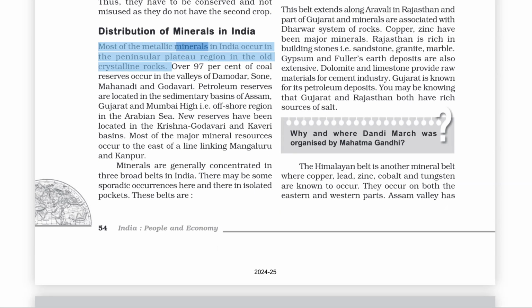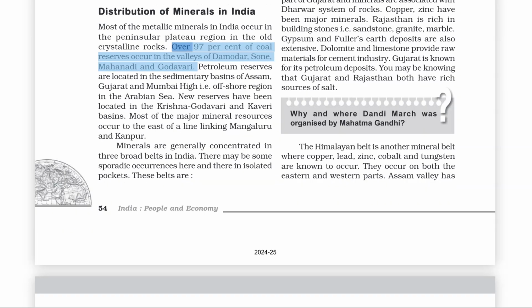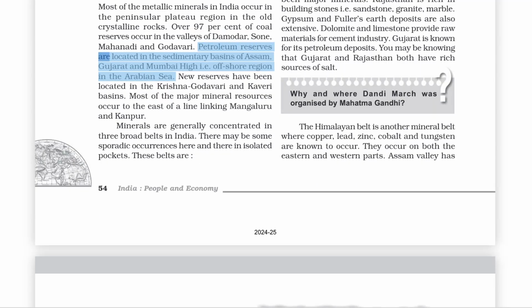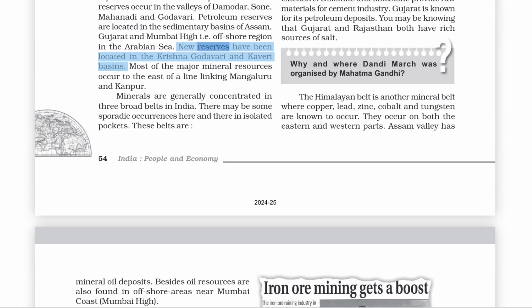Most of the metallic minerals in India occur in the peninsular plateau region in the old crystalline rocks. Over 97% of coal reserves occur in the valleys of Damodar, Son, Mahanadi, and Godavari. Petroleum reserves are located in the sedimentary basins of Assam, Gujarat, and Mumbai High, i.e. offshore region in the Arabian Sea. New reserves have been located in the Krishna Godavari and Kaveri basins.